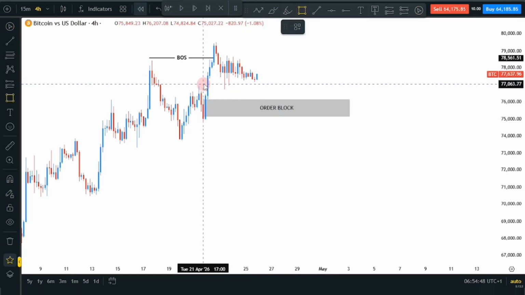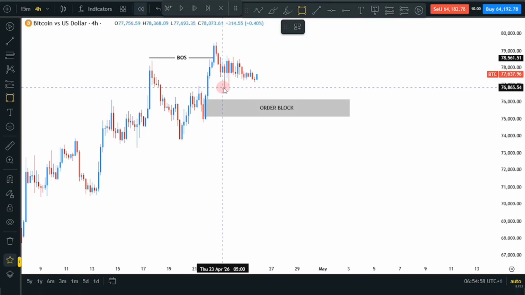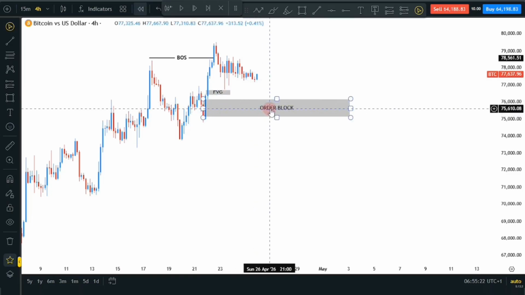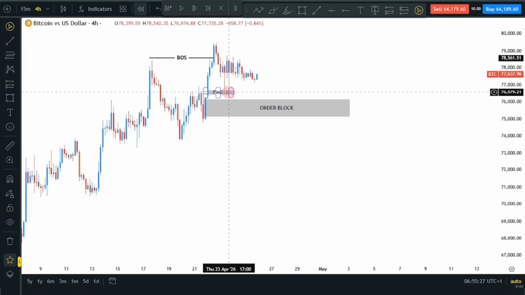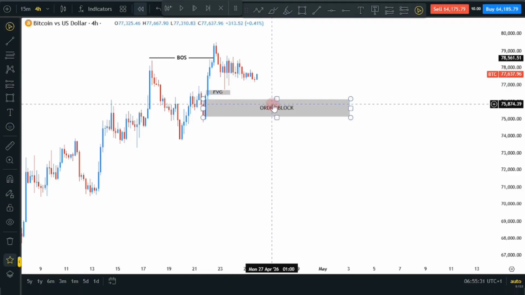And just before it, we have this fair value gap, but the market has tried to partially fill some part of the fair value gap. So before the market taps into this order block zone, the market should mitigate this fair value gap before mitigating this order block zone.